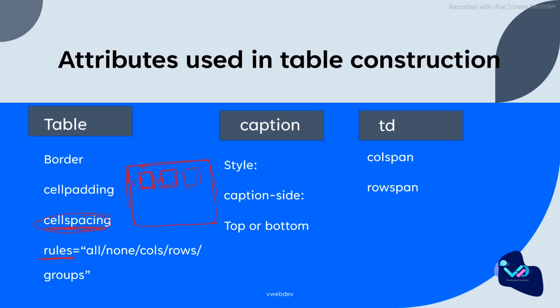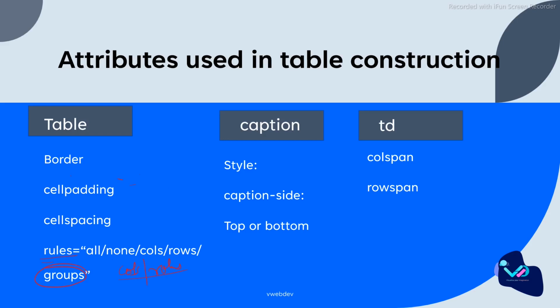The rules property usually takes these values: all, none, cols, rows and groups. So all means cols plus rows. That is, if you specify the rules as all, then the rules are applied to columns and rows. These rules usually separate the columns and rows, and also the column groups and row groups using the groups value.